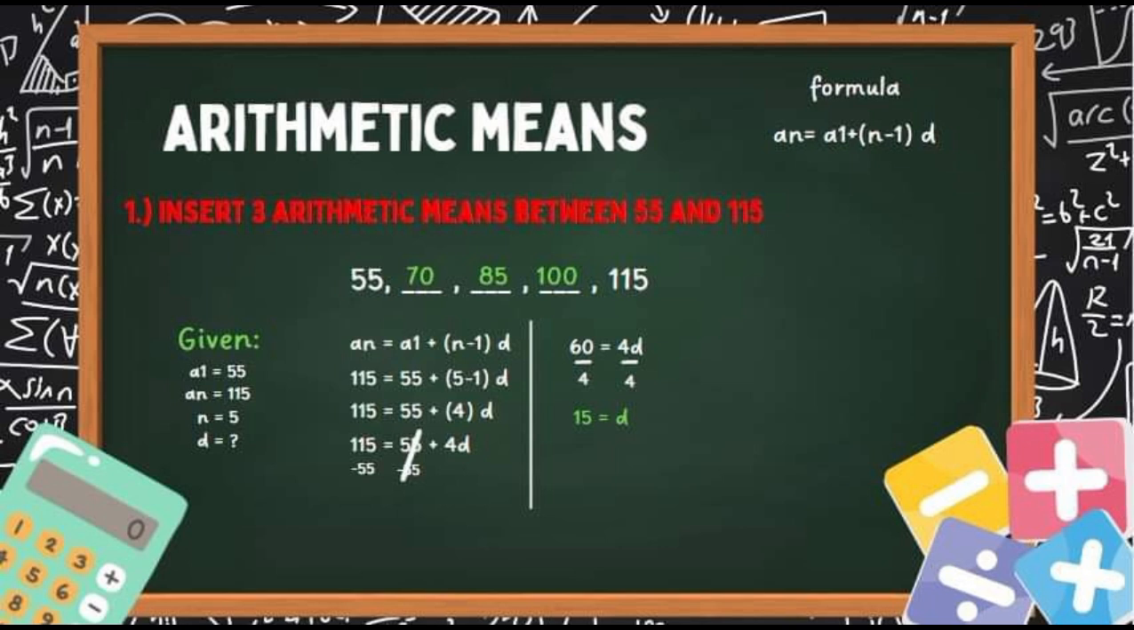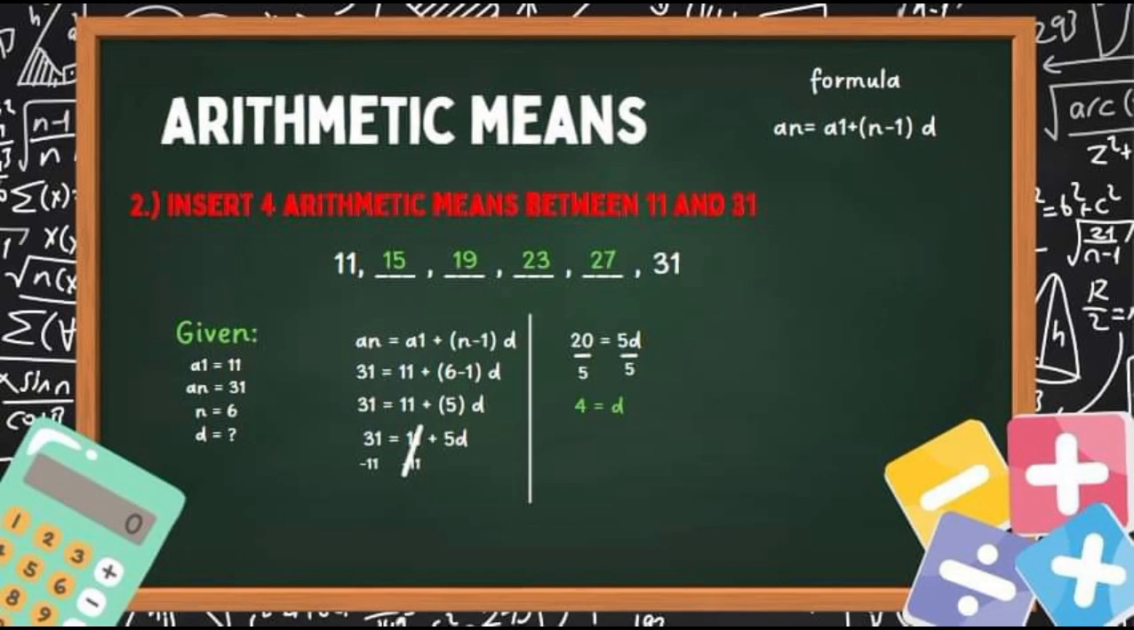And then, divide natin ang both sides by 4. Cancel natin ang 4 divided by 4. Tapos, solve natin ito. 60 divided by 4 is equal to 15. So ayun, nakuha na natin ang common difference. So ngayon, makukuha na natin yung tatlong term: 70, 85, 100, at 115.